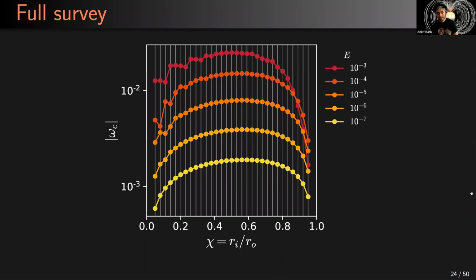And lastly, this is the critical drift frequency, which has a peculiar variation where it increases to a certain value for moderate shell thicknesses, and then decreases on both sides for thick and thin shells.